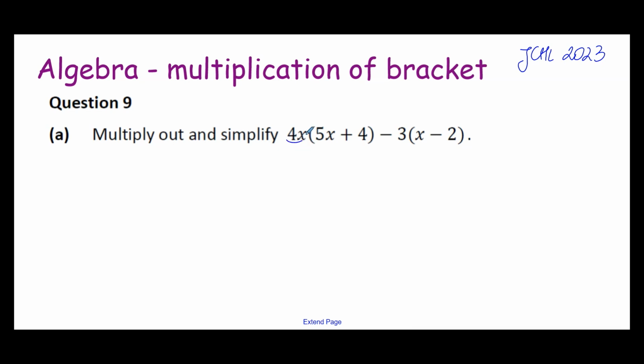So I have 4x that is multiplied by the bracket. Therefore, I multiply by every value in that bracket. And then I have minus 3 that is multiplied by the second bracket. So again, multiply everything by everything.